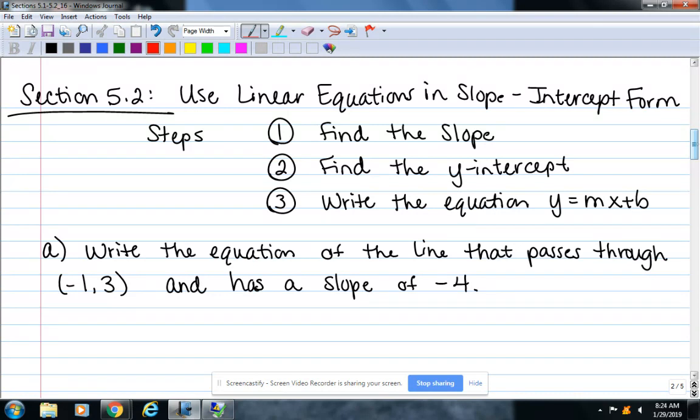All right, write the equation of the line that passes through the point (-1, 3) and has a slope of -4. So that means for slope-intercept form, I need the M and the B. Did they give me either one of those on example A? What did they give me? They gave me the slope, which is the M, right? They did not give me a B. What did they give me instead? A point on it, right? A point on the line, but it's not the y-intercept, right? They just gave me some point on the line.